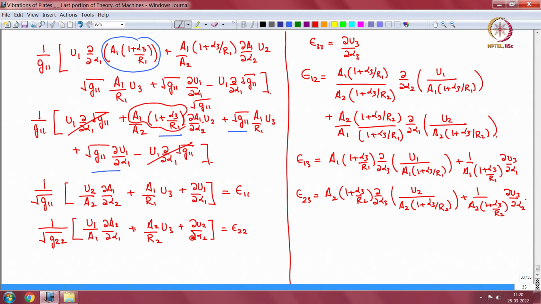Okay, if you follow the procedure, and the Gauss Codazzi relations have been used. Like in this term, the Gauss Codazzi relation has been used.